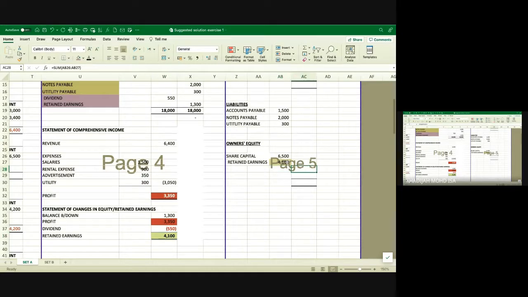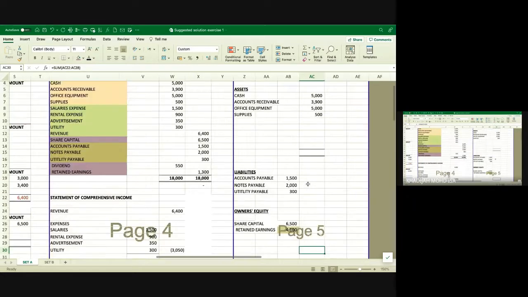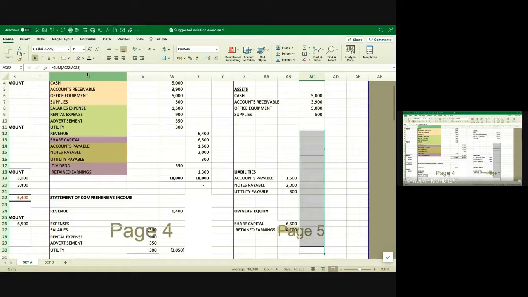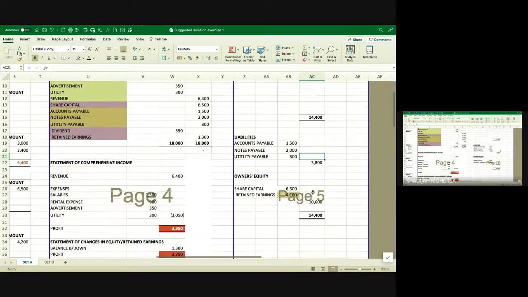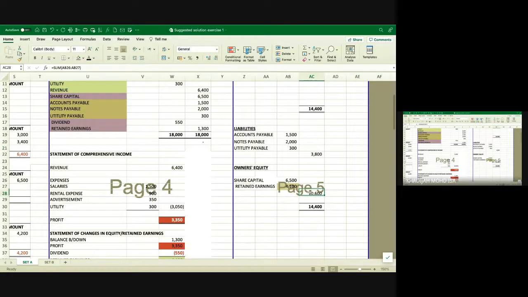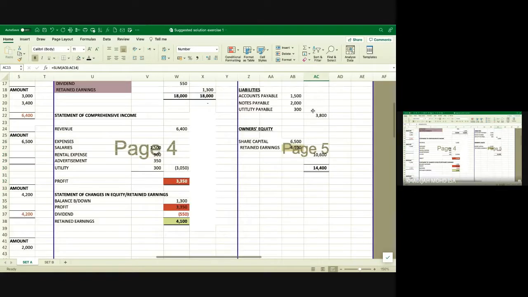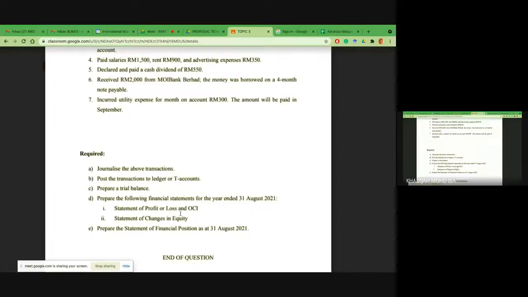Okay, from here, then you compute how much is the total. You have asset of 14,000, liability of 3,008, owner's equity 10,006. So you total up these two, liability and owner's equity, you should get 14,400, which is the same as your asset. So for that, you have done the requirements: journal entries, post to T-accounts, prepare trial balance, profit and loss account, changes in equity, and prepare the financial position.